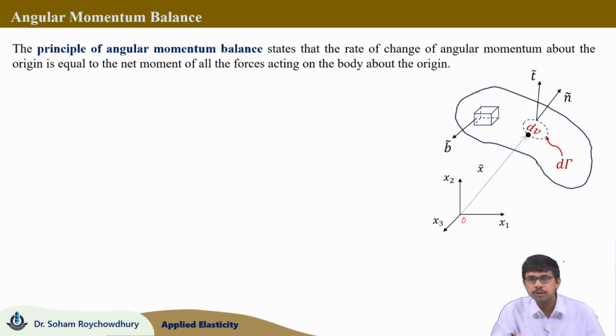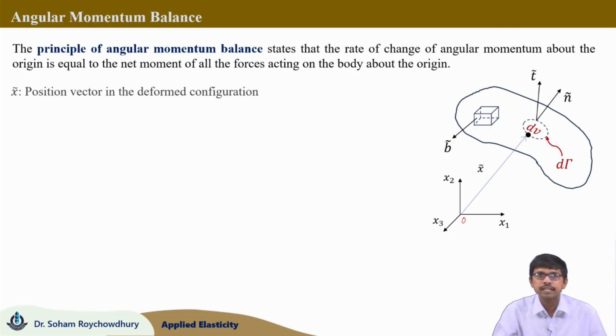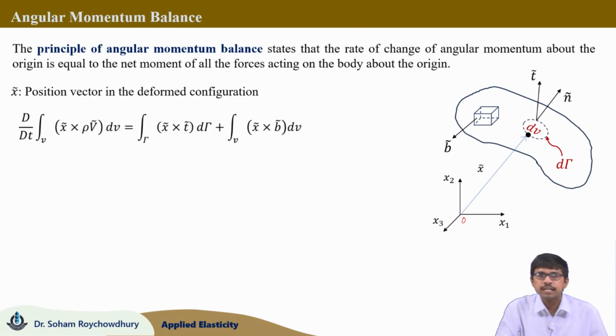Now, two types of forces are acting on the body, one is body force, another is surface traction force. So, the moment created by the body forces and the moment created by the surface traction forces, their summation is equal to the rate of change of angular momentum of the body. Considering x to be the position vector of any point within the body in the deformed configuration, the mathematical statement for this angular momentum balance principle can be written like this.